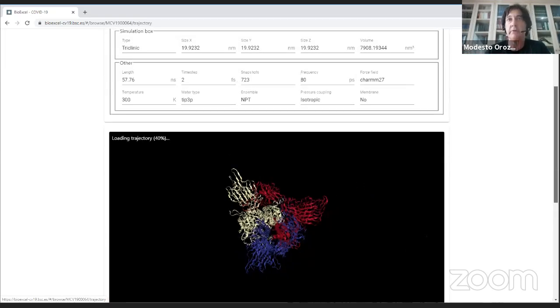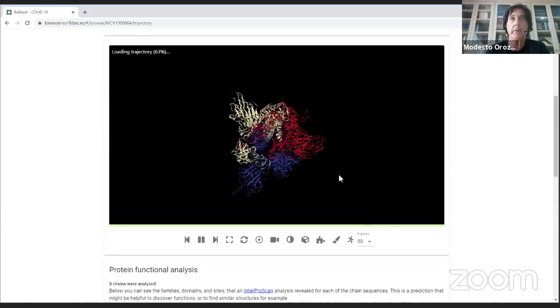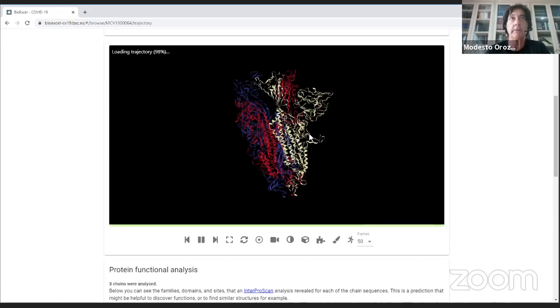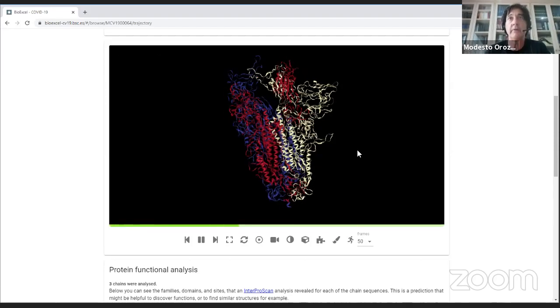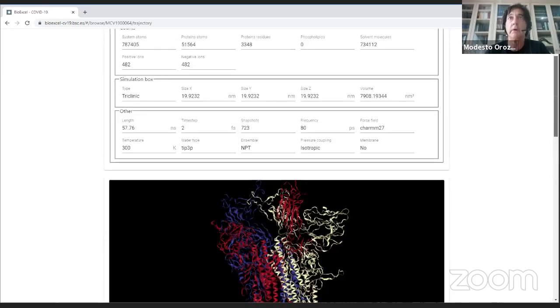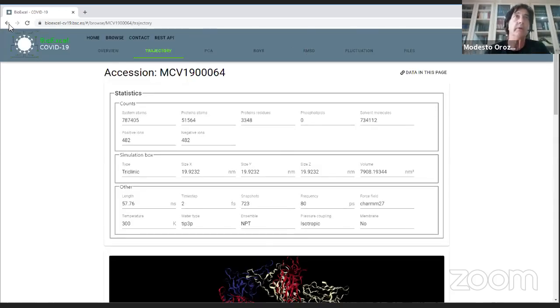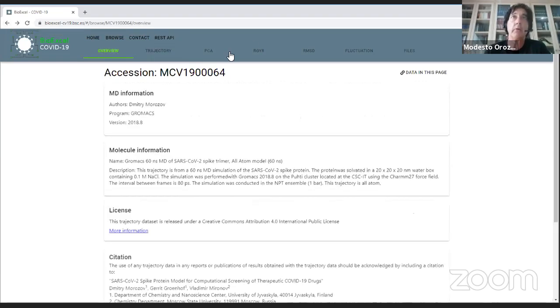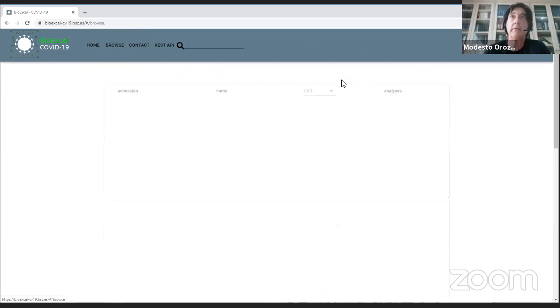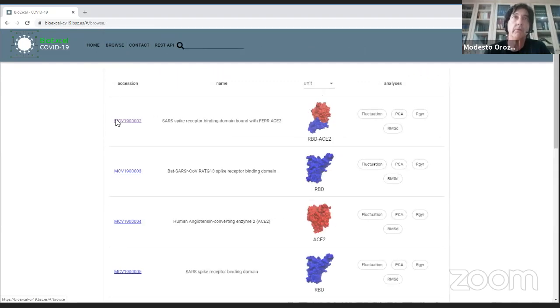Now the trajectory is being released. You can modulate, this is very clear. This is the entire spike protein. And then you can see how the protein moves, and you can have access to many other tools regarding all details on the protein. We can take a look, for example, let me check another case. I don't know, this one, for example.